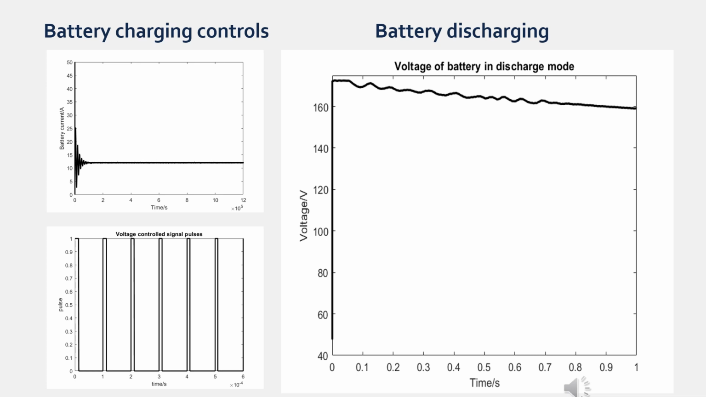On the right side, we have the battery in discharge mode. This is when the battery is discharging into the grid to be used by our homes, commercial use and all that. This graph shows that, and it makes use of the boost converter rather than the buck converter in discharging the battery.